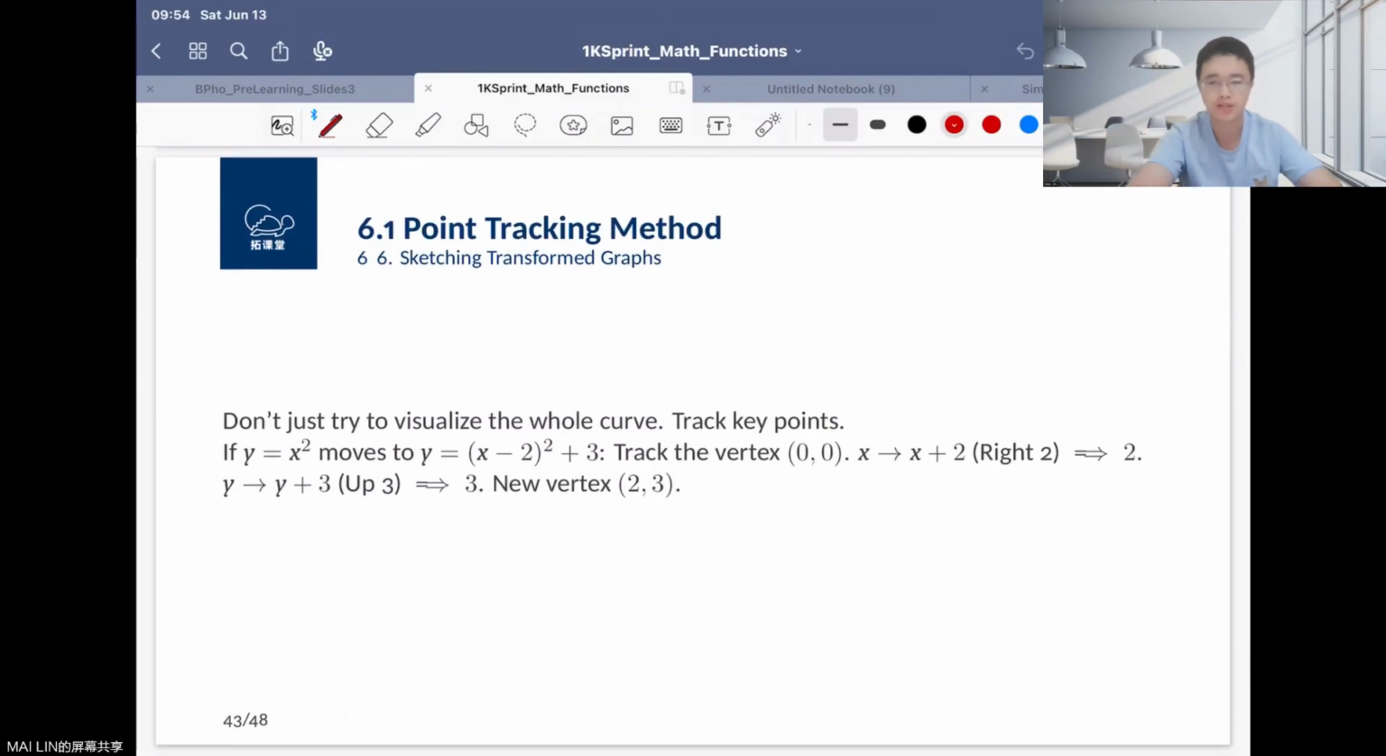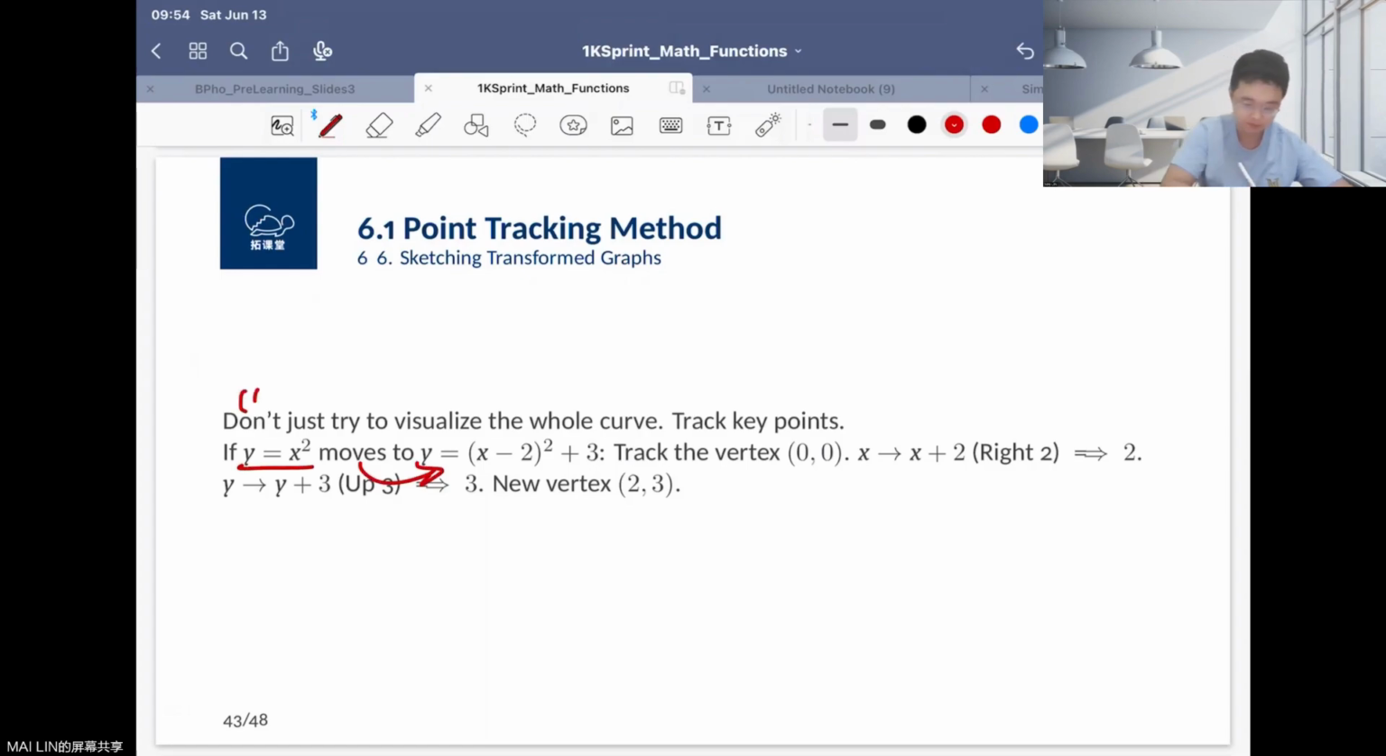When you're learning IGCSE mathematics, I guess you must know that for rotation and reflection, we have a method of first tracking a point, but not for a whole function, because a whole function is very hard for us to track. So maybe here you can find that when y equals x squared moves to y equals (x minus 2) squared plus 3, we can just track the vertex.